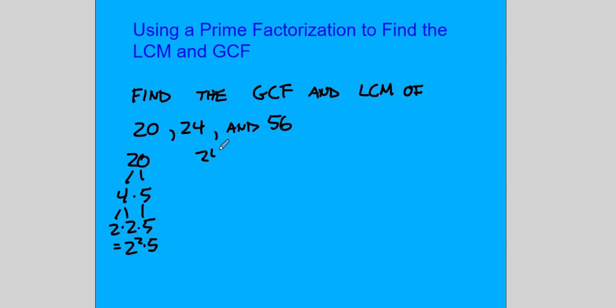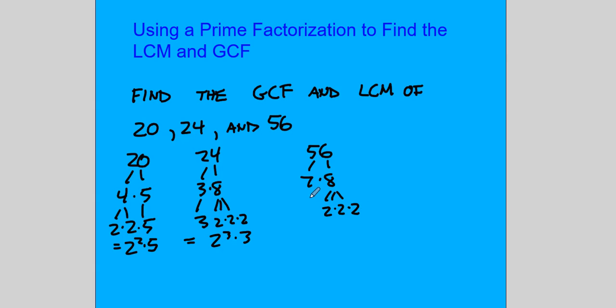So 24 then, again, I think I did 4 times 6 last time. I'm going to do 3 times 8 to show you get the same thing in the end. Bring down the 3. 8 is 2 times 2 times 2. So this can be written as 2 to the 3rd times 3. And then 56 is 7 times 8. 7 is a prime. 8 can be written again as 2 times 2 times 2. Bring down the 7. So this is 2 to the 3rd times 7.